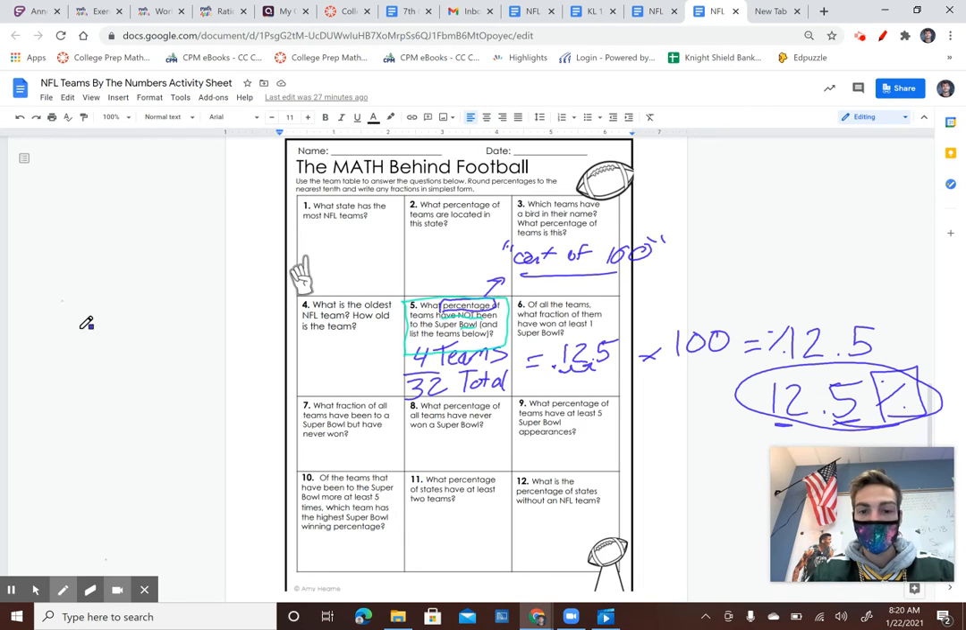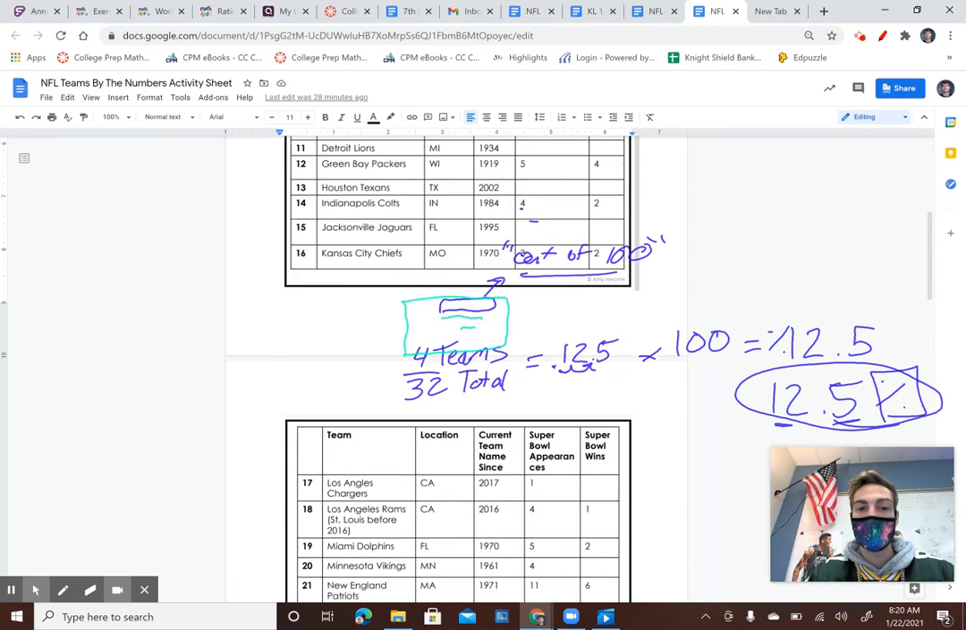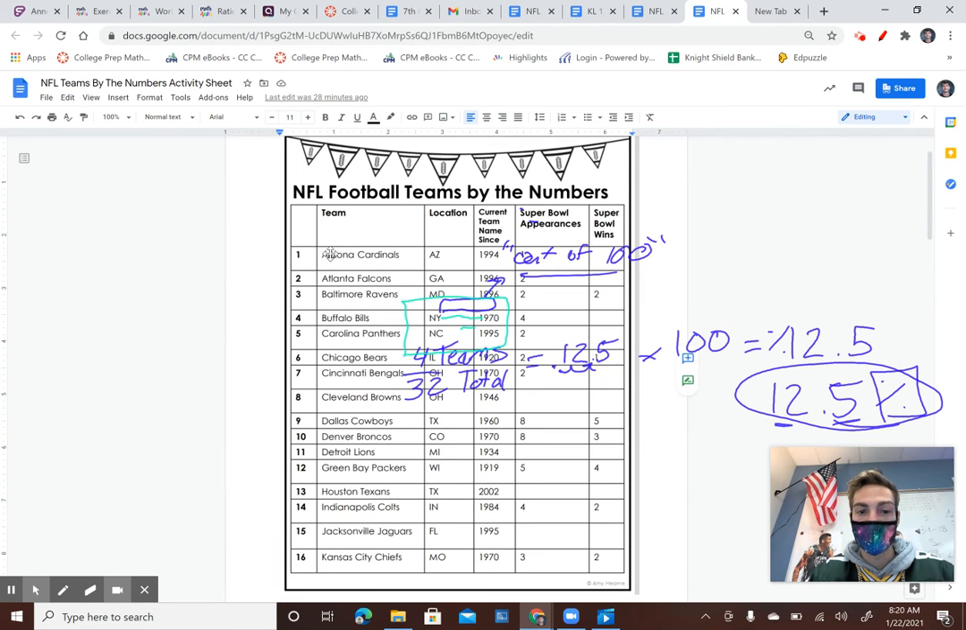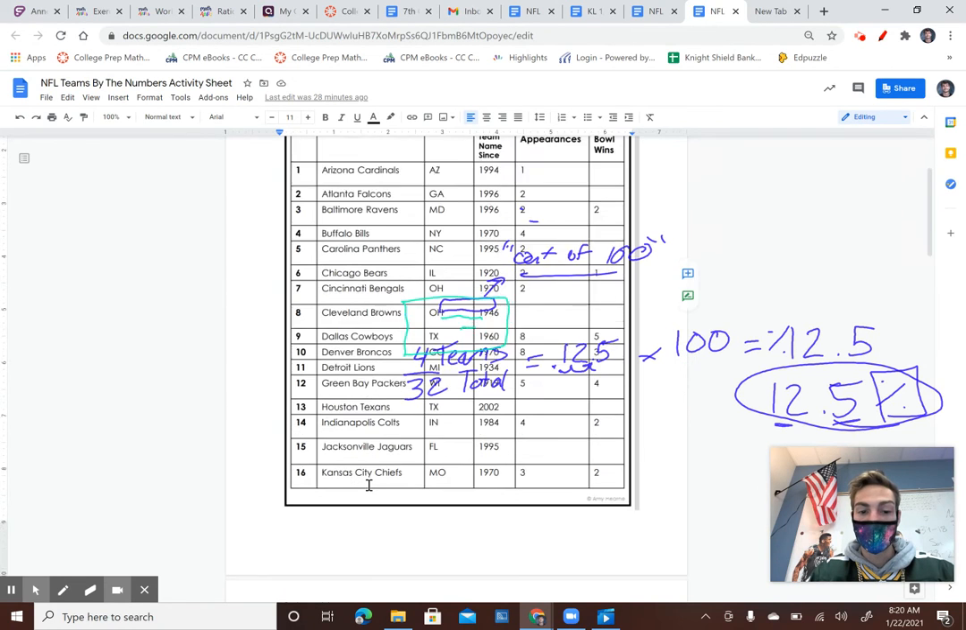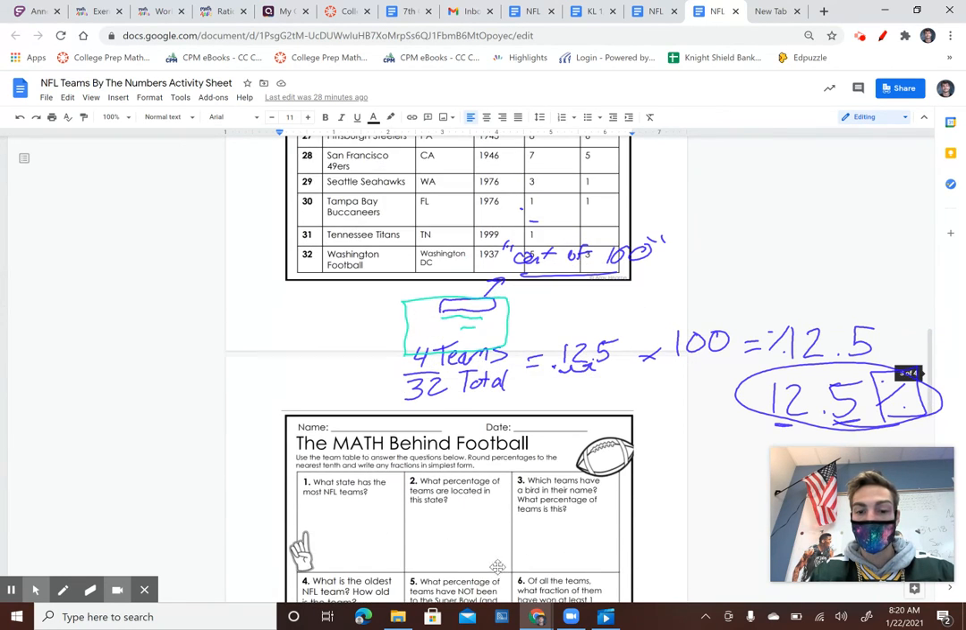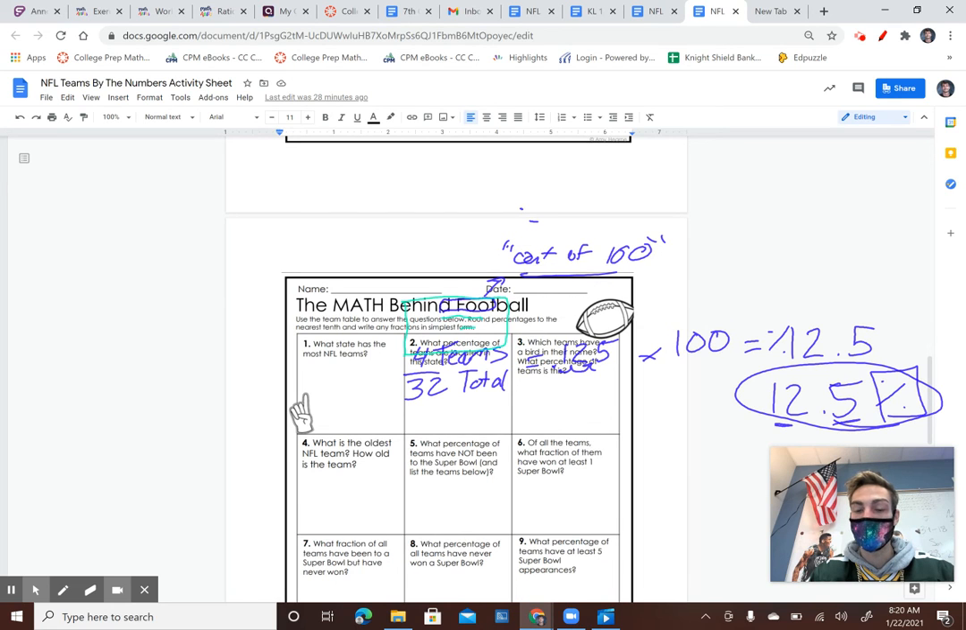And then if you were to look at a different question, say question number 3, it says which teams have a bird in their name? Okay, so now I need to go back up to my document, and I'd have to look at all the names of the teams. So I have the Arizona Cardinals, so they're birds. The Atlanta Falcons, that's another bird team. The Ravens, they're a bird team. So we have a lot of bird teams here, but we're going to have to figure out how many exactly. And then we're going to write that number in there, divide by 32, the number of teams in the NFL. And then remember, we write percentage by moving that decimal place over 2 spots and putting that percentage sign at the end of the number.